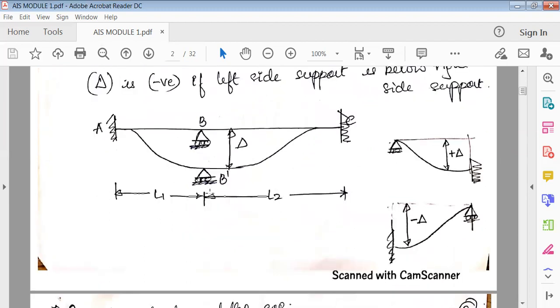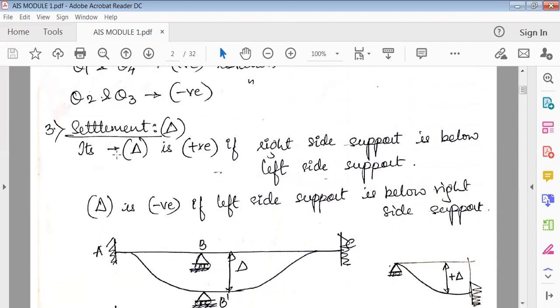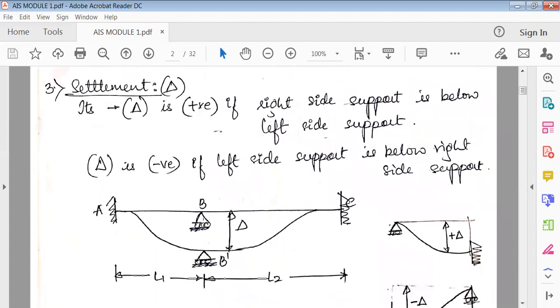Now see here, this is a fixed beam at A, and this is fixed at C. At B, there is a roller support, right? Sometimes due to the loading, there are chances of the support sinking. Settlement means sinking of the support. Due to the load, even the support sometimes sinks. That means it goes below the straight line.